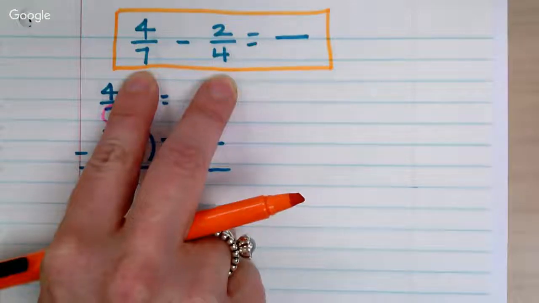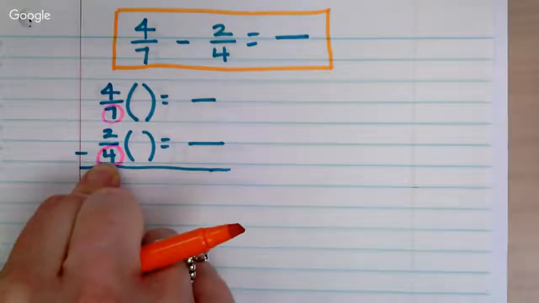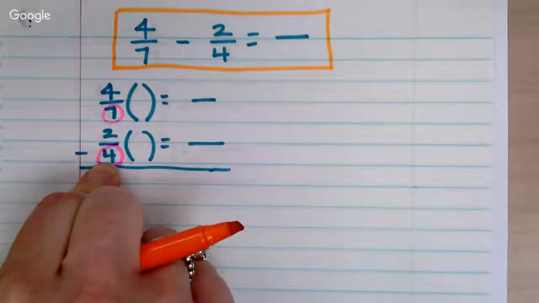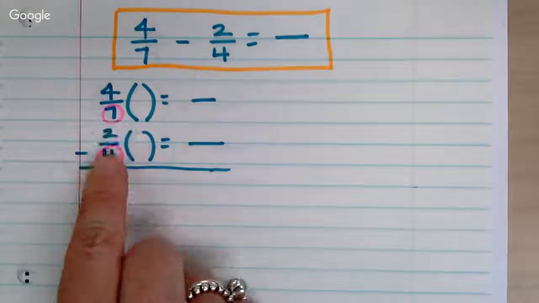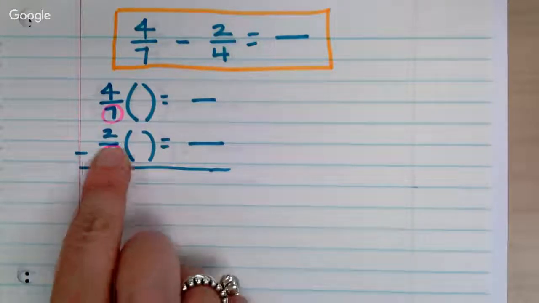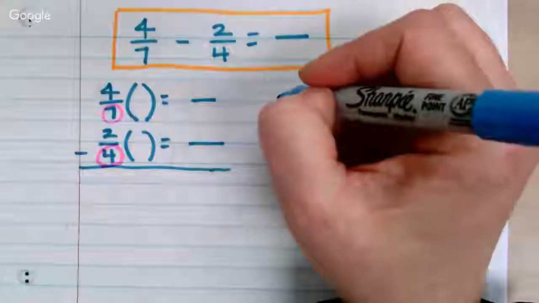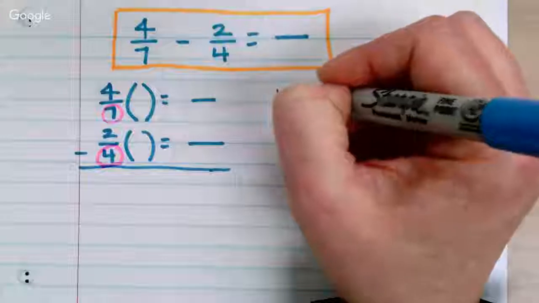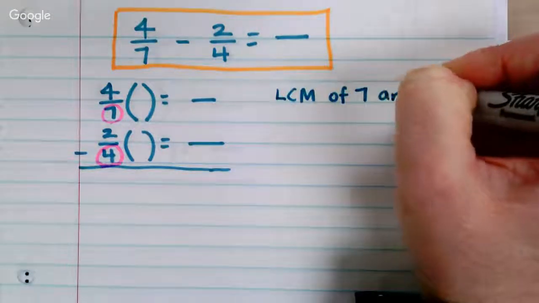So this cues me that what I need to do is stack those fractions and create my equivalent fractions so that I can carry out my subtraction. The way that we practice doing that is zeroing in on 7 and 4. 7 and 4 are our denominators, and I'm going to need to find the LCM of 7 and 4.